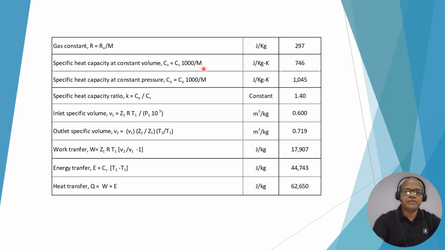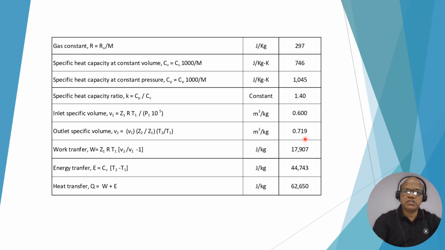Just converting to joule per kg per Kelvin, we have to multiply by 1000 divided by molecular weight. So it will convert to joule per kg per Kelvin for Cp. Just divide to get the k value, Cp by Cv. Inlet specific volume V1 is equal to Z1 R T1 upon P1. Just multiply 10 to the power 5, because the units are in bar, so we have to convert to Pascal. So it is coming 0.6, and also calculate V2 using this equation.